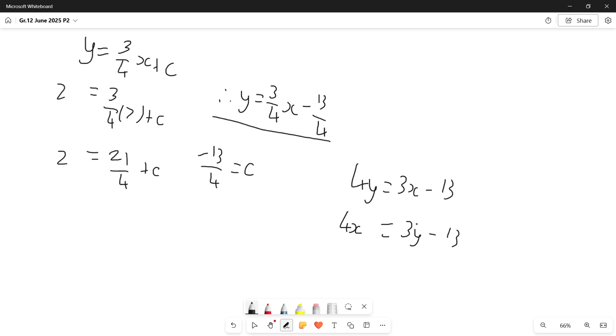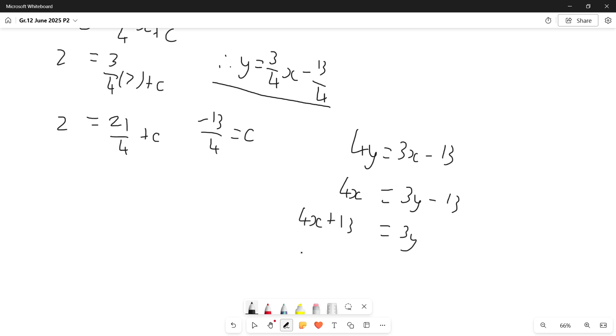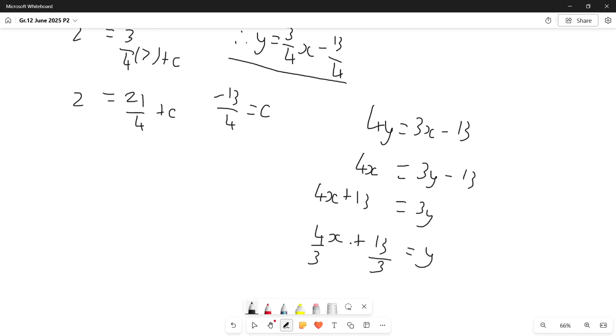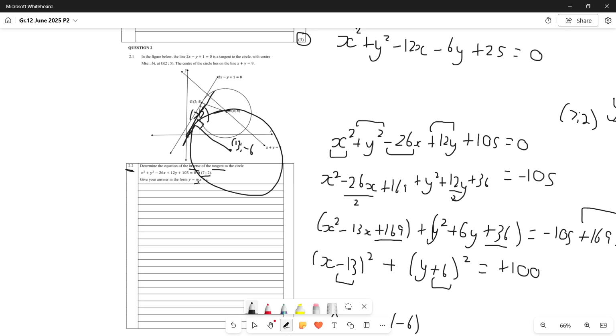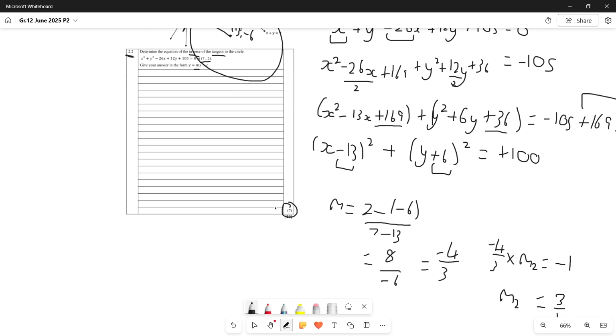And then from there, we can just isolate for y, because we want the equation of the inverse, which means we'll take this negative 13 over here. We'll end up having 4x plus 13 equals 3y, and then we end up with 4 over 3x over here, we're dividing by 3, plus 13 divided by 3, and that equals y. And that is our final answer, getting the inverse for the tangent to this circle. And we have gotten it in the form of y equals mx plus c, and we have just earned 7 marks. Cool, guys. And that is the whole section here.